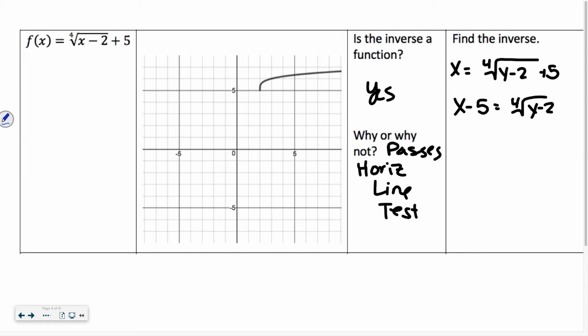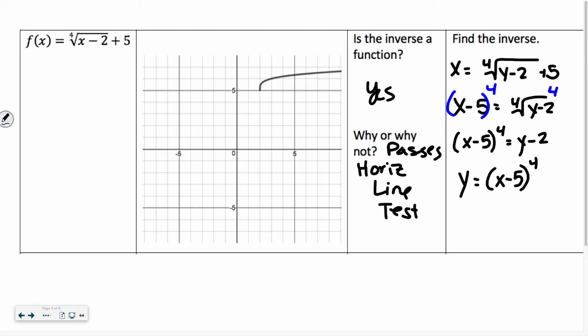I've got to get rid of the 4th root, so I'm going to raise both sides to the 4th. Okay. Good news here, I don't want you to do x minus 5 times x minus 5 times x minus 5 times x minus 5. Please just leave it as x minus 5 to the 4th. Okay. So we have x minus 5 to the 4th equals now y minus 2. And then we just need to add 2 to the other side. So y equals x minus 5 to the 4th plus 2.